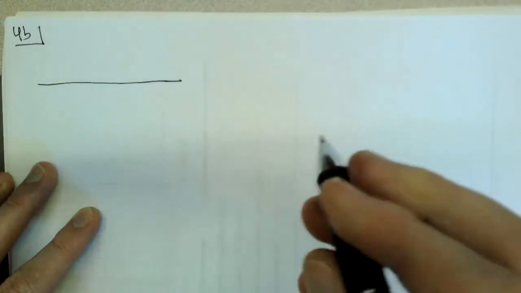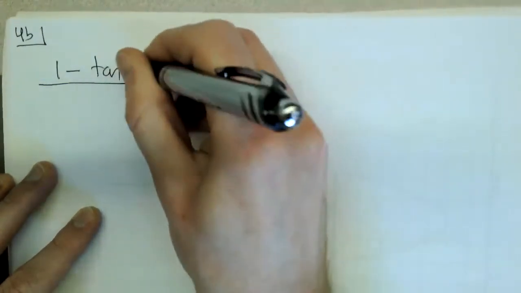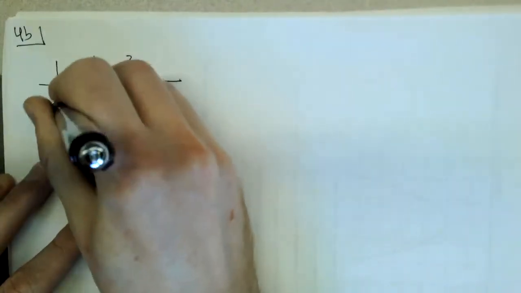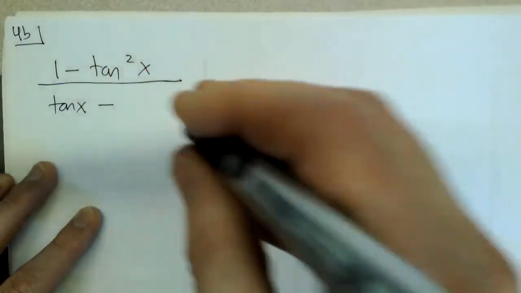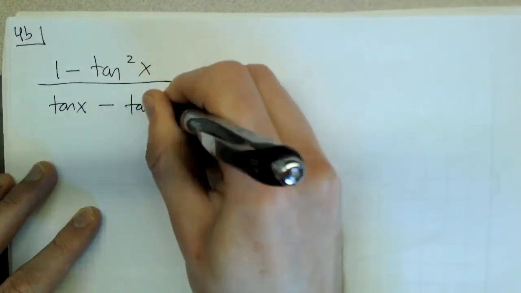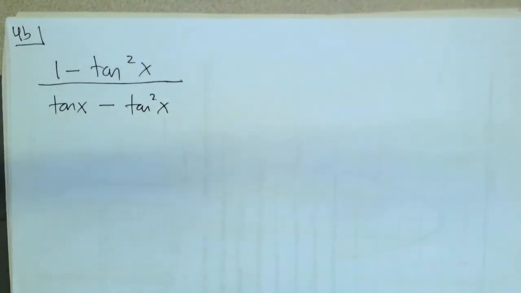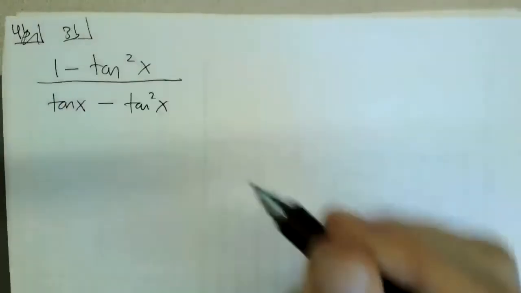So 4B is 1 minus tangent squared x over tangent x minus tangent squared x. I'm kind of tempted to rewrite. Oh, wait, what? Oh, that's 3B. My bad. That was 3B. Well, you know what? I'll tell you what to do.